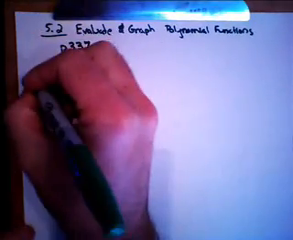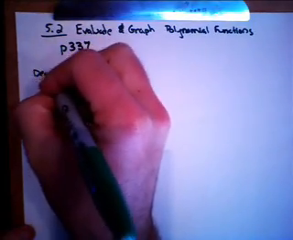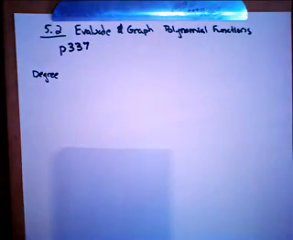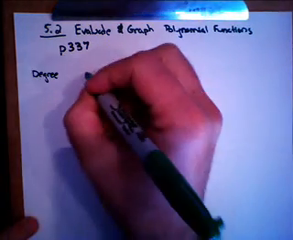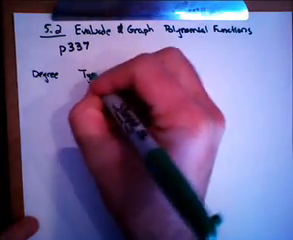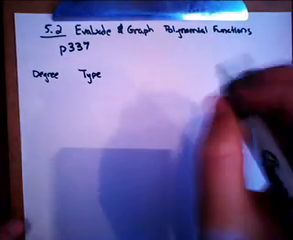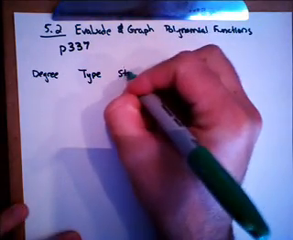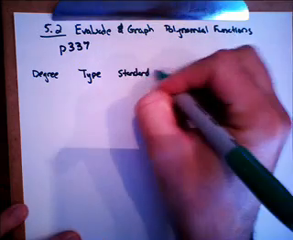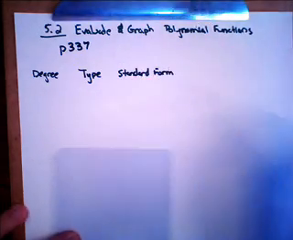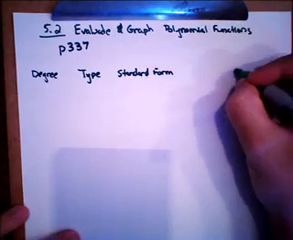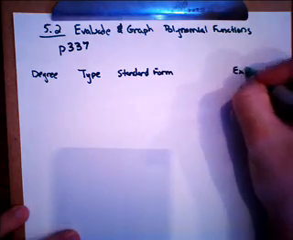You need to know degree, which is going to be the highest exponent of that polynomial. You're going to want to know the type of polynomial that it is, what it looks like when it's in standard form, and then I'll show you an example of what it might look like.